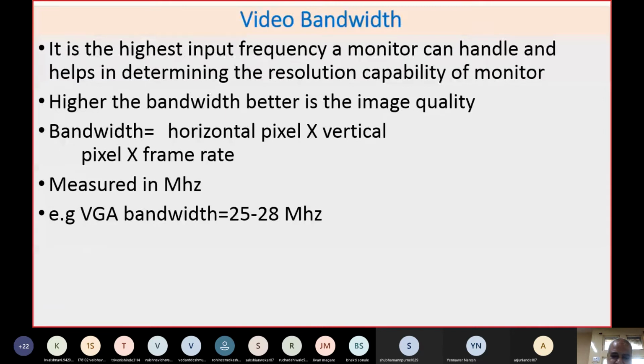Then what is more important is the video bandwidth. Hopefully you now understand what video bandwidth is. That is, if any video is to be carried, and if you want to shoot this particular video, what should be the minimum frequency or bandwidth that will be required to carry a video signal.